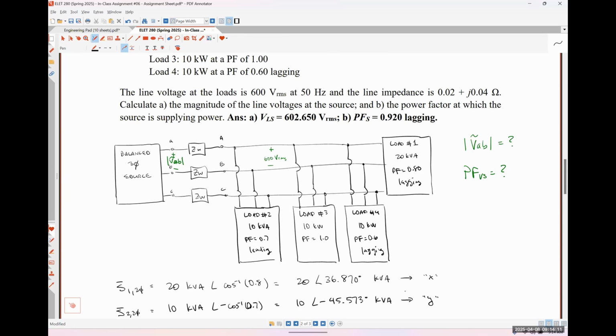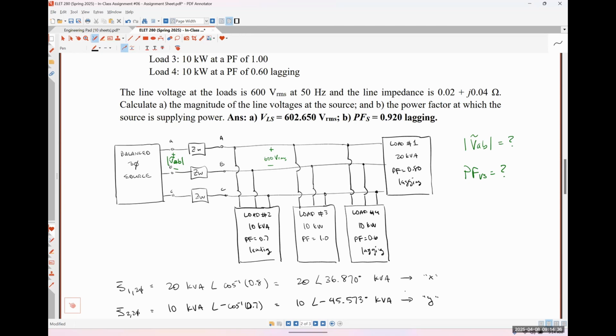Our ultimate goal is to figure out what's going on with the voltage drop across the terminals of our source, as well as the power factor at which our source is supplying power, okay? So I would argue that in order to figure out either of those things, we're going to need to know essentially the complex power supplied by our source.